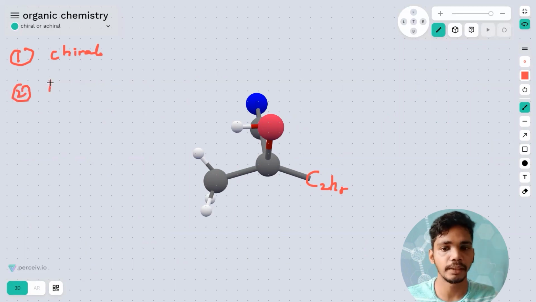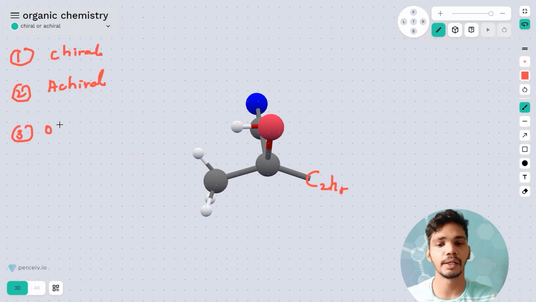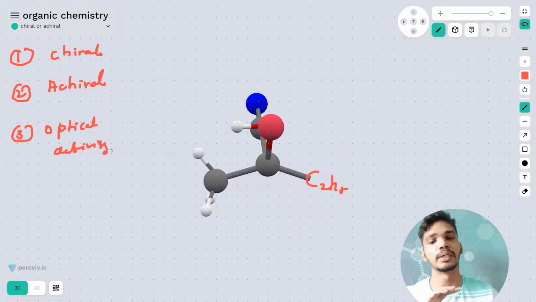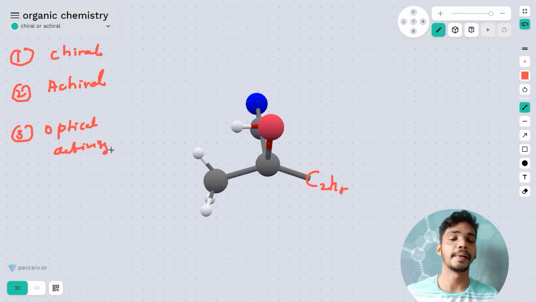The second point, we talk about the achiral. If the valency of the carbon is not fulfilled by different groups, that is called achiral. And third, a very important point, optical activity. If the plane polarized light is rotated towards the right or left, depending upon the presence of the chiral center, that compound is termed or declared an optically active compound. So these 3 points related to chiral, achiral, and optical activity are very important, and we have covered them.